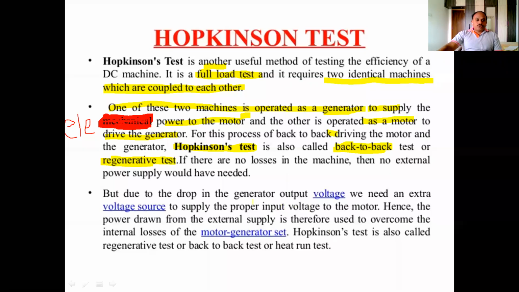But there exist some losses in actual machines. The generator output would need extra voltage to supply proper input voltage to the motor. Hence, the power drawn from the external supply is used to overcome the internal losses of the motor-generator set. So to overcome these losses, we give supply from an external source to the parallel combination of the set.